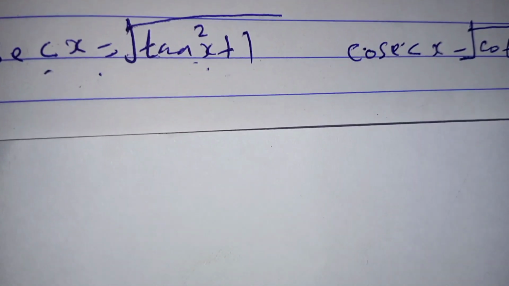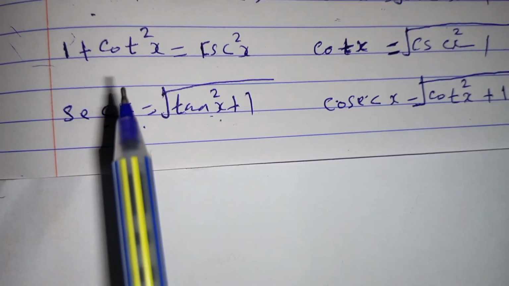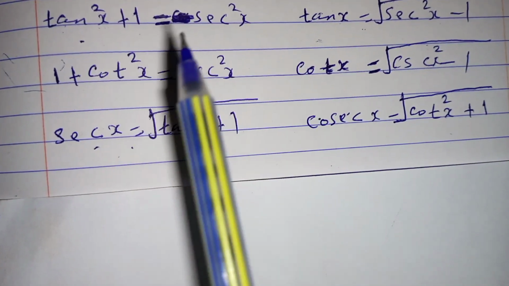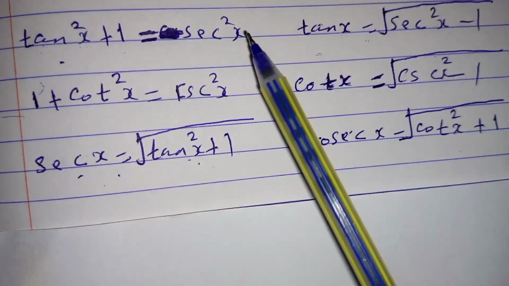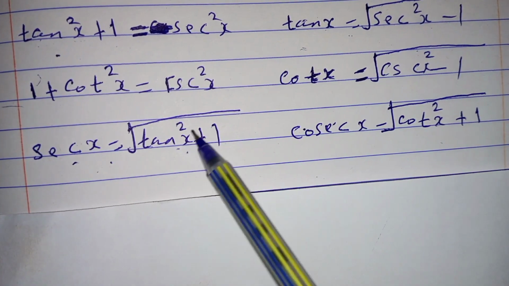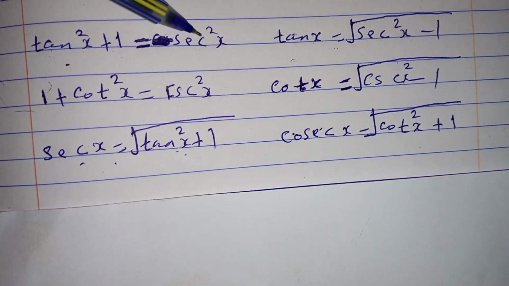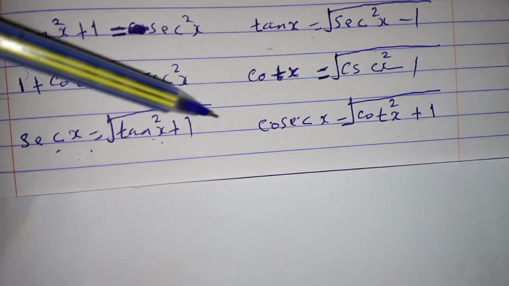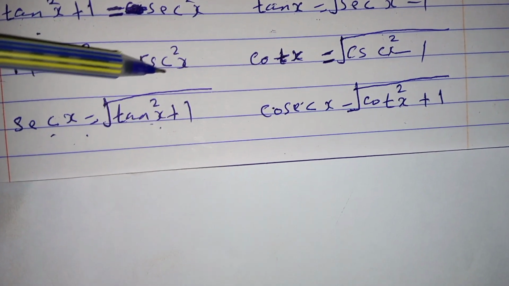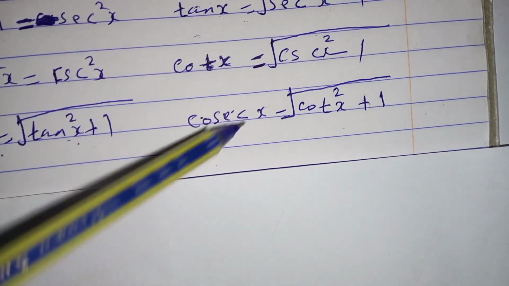At the same time, we can take the square root from this equation here. Taking the square root both sides, we are going to get sec x is equal to the square root of this, from this equation here. Similarly, we can take the square root of cosec squared x to obtain this result here.